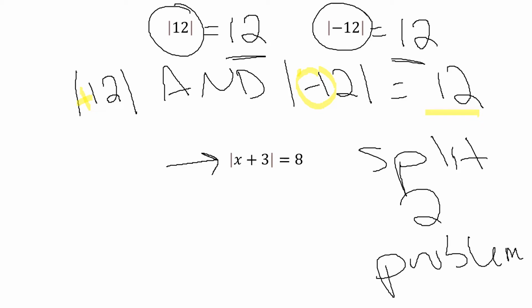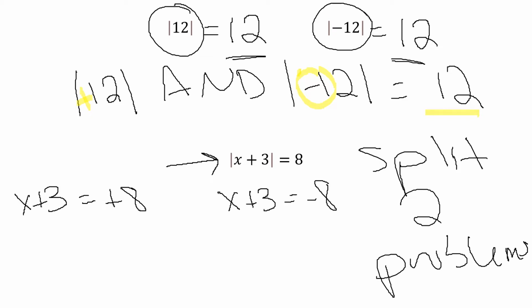And that is written horribly messy. But what I'm going to say is x plus 3 equals positive 8, and x plus 3 equals negative 8, because the positive and the negative can result in the same answer. So I need to have a positive and a negative. Okay? And now we're going to solve this for x.